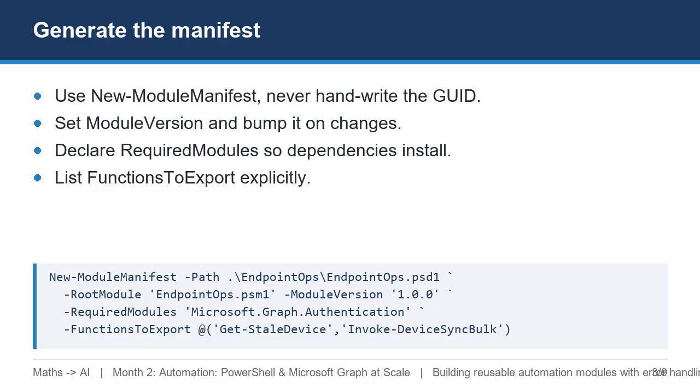Generate the manifest with New-ModuleManifest, and never hand-edit the auto-generated GUID. Set a module version and bump it whenever you change the module, because version numbers are how runbooks and other scripts pin to a known good build. Declare required modules so your dependencies, like Microsoft.Graph.Authentication, install automatically. And list functions to export explicitly, which leads us to the next point, deciding what is public.